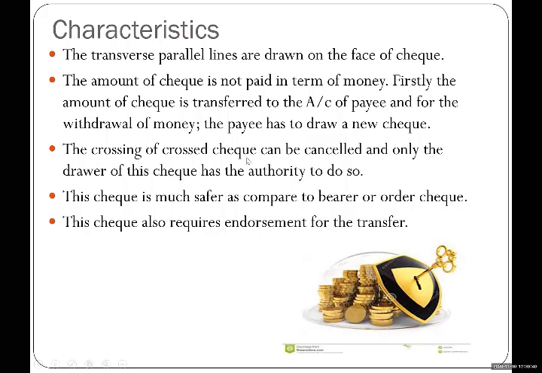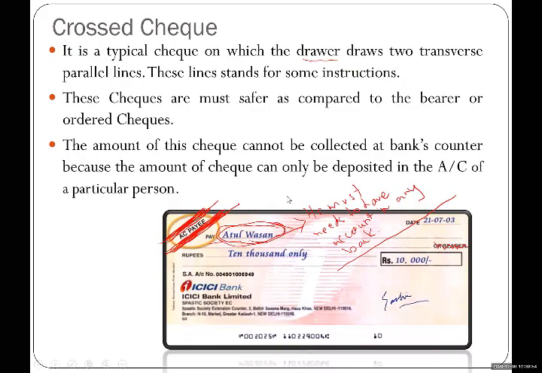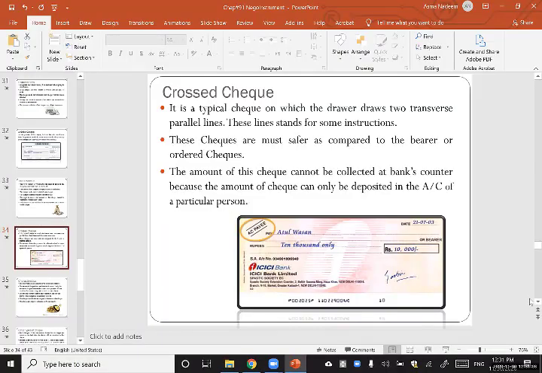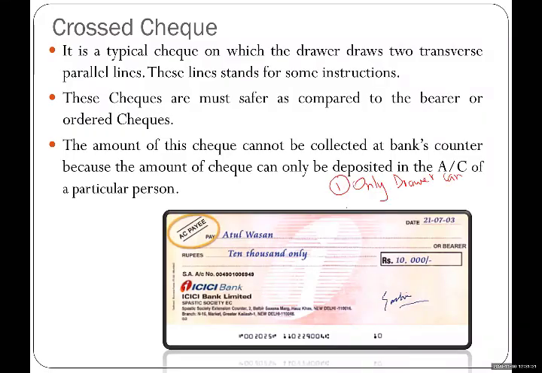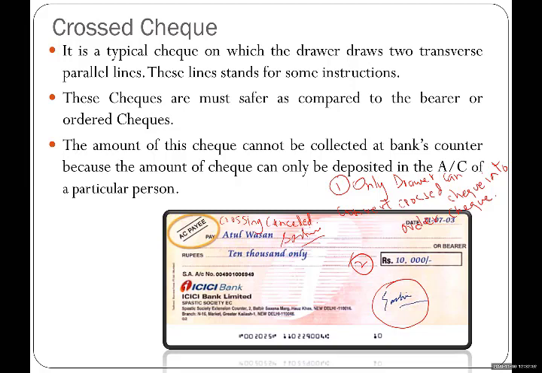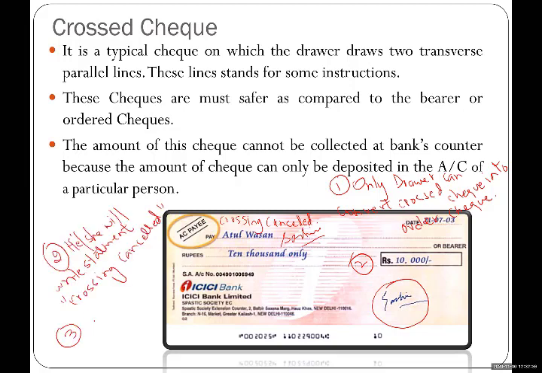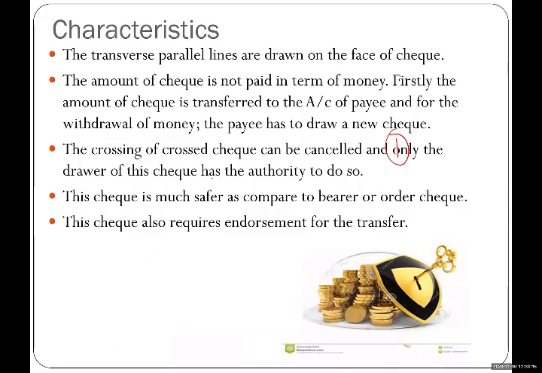The crossing of a cross check can be cancelled, yes, and only the drawer of the check has the authority to do so. How can I convert it into an order check? Number one, only the drawer can convert a cross check into an order check. Now what is the procedure? Number two, this person is the drawer. He will write over here the statement "crossing cancelled", and again he needs to sign over here. So he will authorize this statement by signing it. So this is the procedure. We can convert a cross check into an order check. He has the only authority.